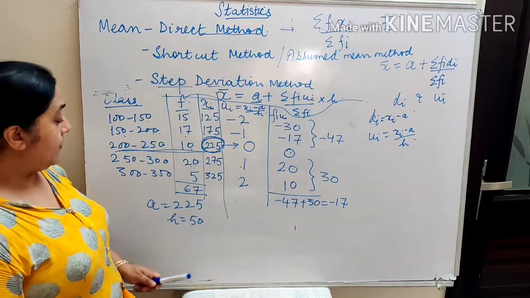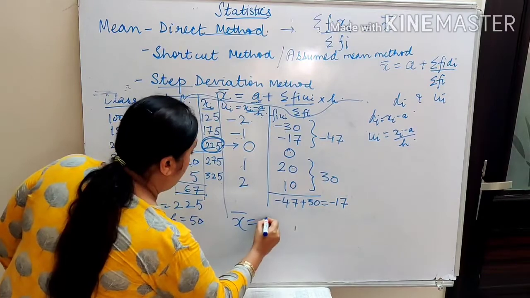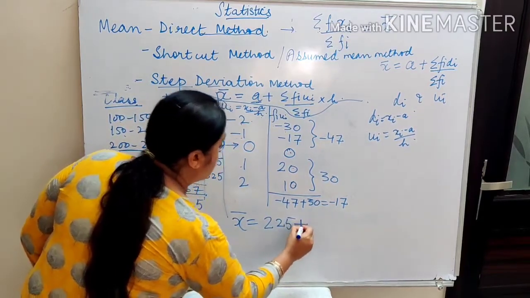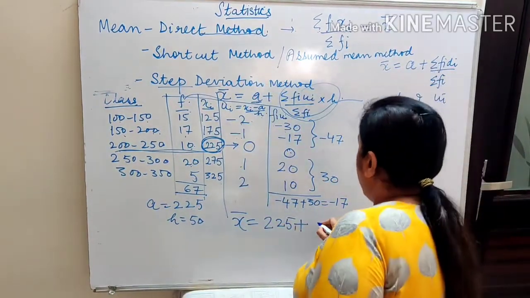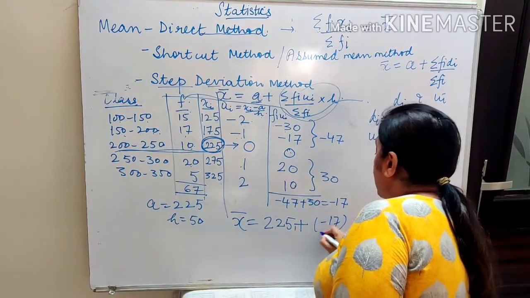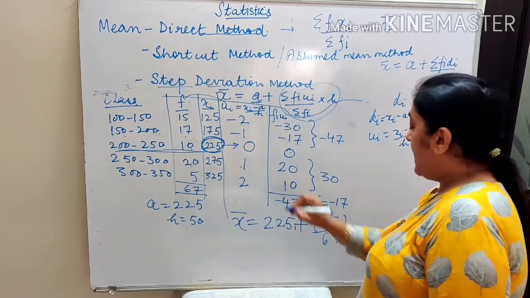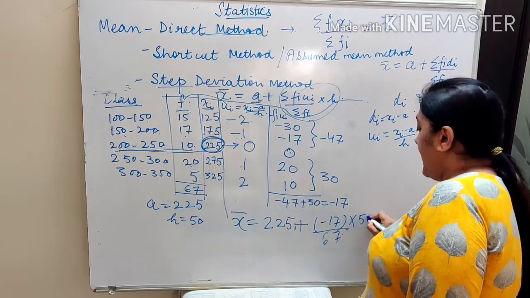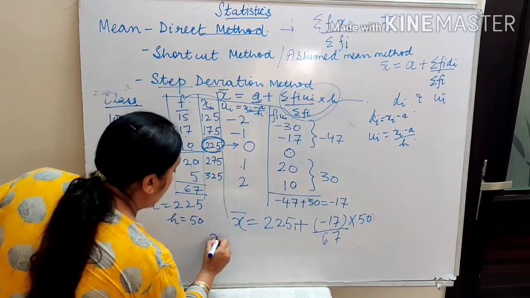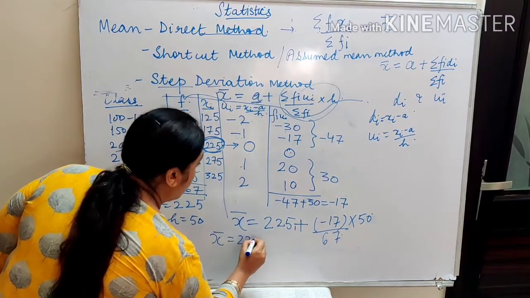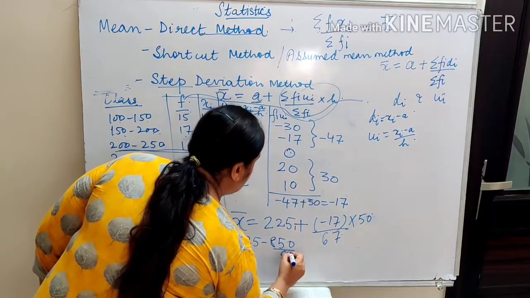So a is 225, h is 50. So what will be x mean? X mean is a, a is 225, plus summation fi ui into h upon summation fi. Summation fi ui is minus 17, summation fi is 67, and class size is 50. Right? Now please check how to do the calculations. So you will get x mean is equal to 225 minus 850 upon 67.